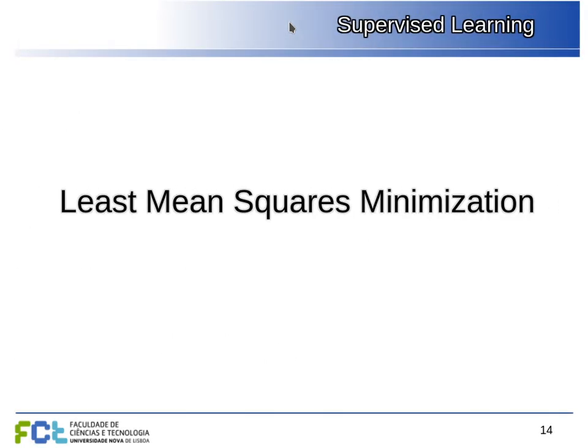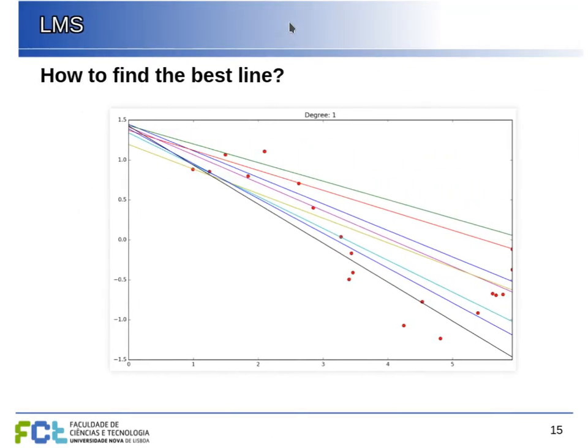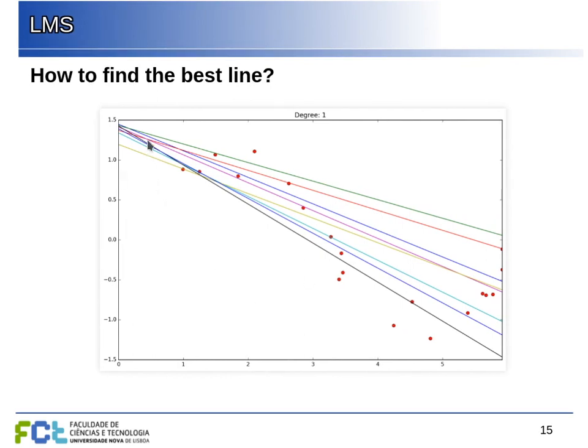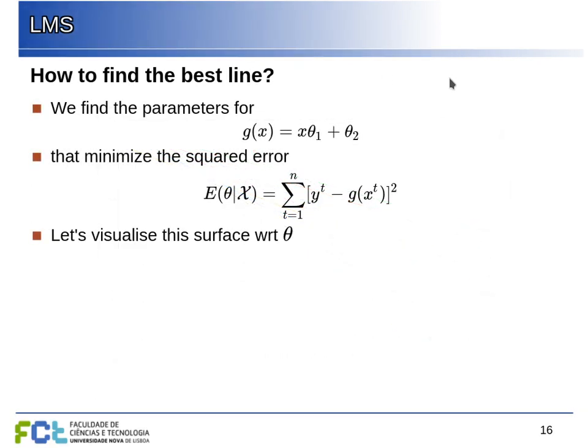Okay, so let's do this least mean squares minimization to try to find the best line. What we want to do here is to adjust those two parameters, the parameter that determines the position of the line and the parameter that determines the slope of the line, in order to minimize the sum of the squares of all these differences between each point and the corresponding prediction in the line. So we find the parameters in this way, minimize the quadratic error, and we can visualize this expression as a function of these two parameters as a surface like this.